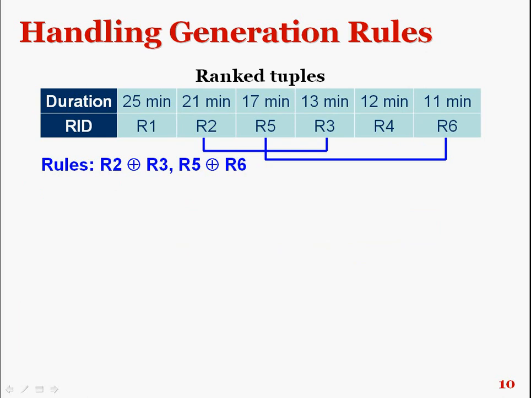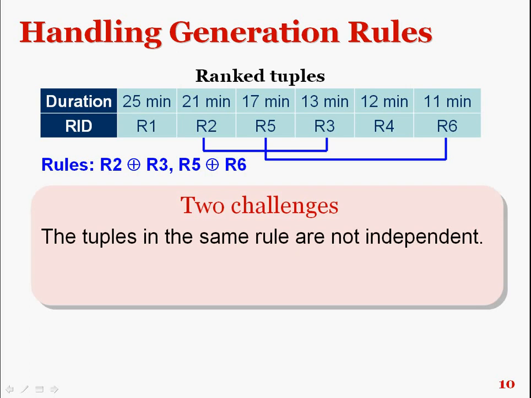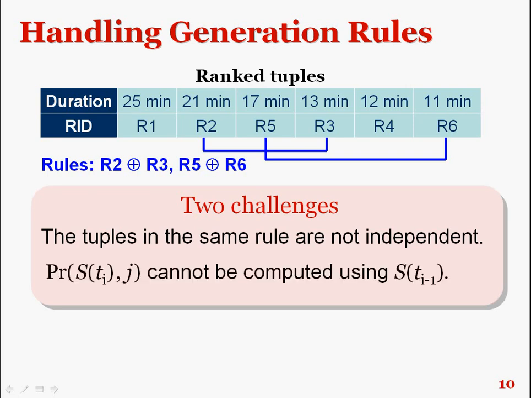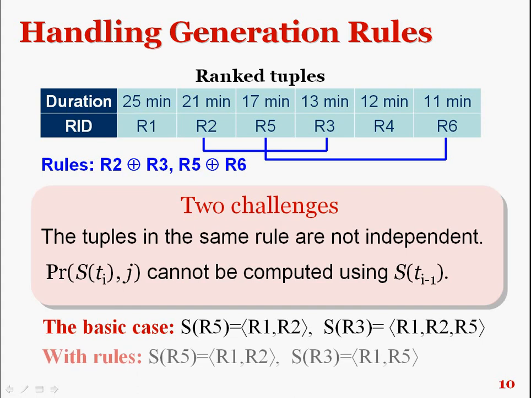When generation rules are involved, two challenges arise. First, the tuples in the same rule are no longer independent. For example, whether R2 appears or not will affect the appearance probability of R3. Therefore, the formula in the basic case cannot be used. Second, the probability that j tuples appear in S_{T_i} cannot be computed from S_{T_{i-1}} anymore, because some tuples in S_{T_{i-1}} may be missing in S_{T_i}. For example, R2 appears in the dominant set of R5, but does not appear in the dominant set of R3. Therefore, we have to compute the probability for S_{R3} from scratch.